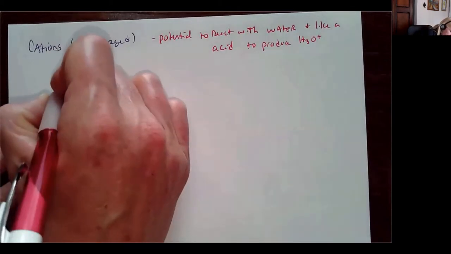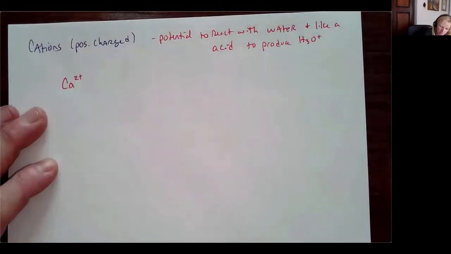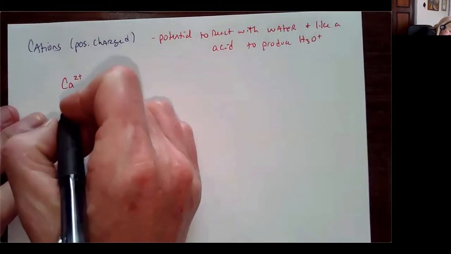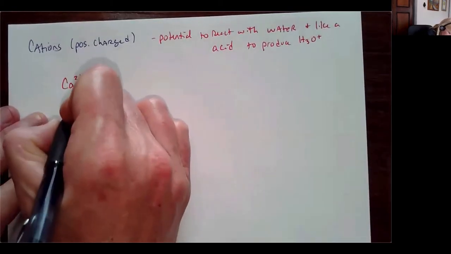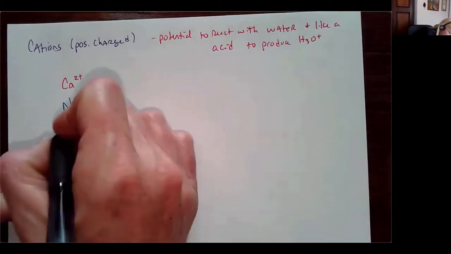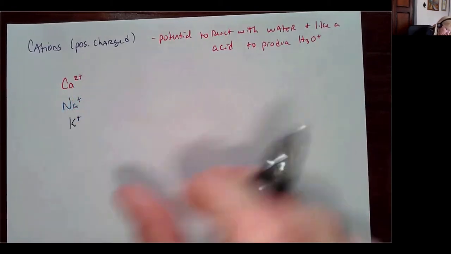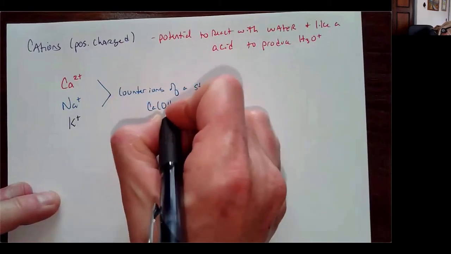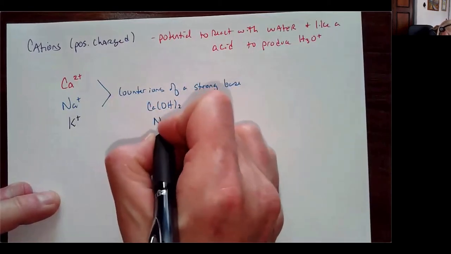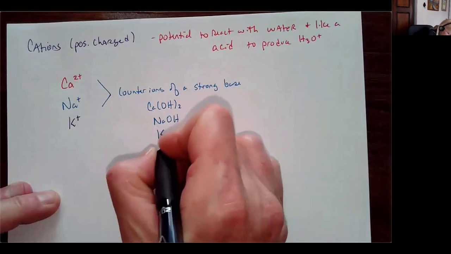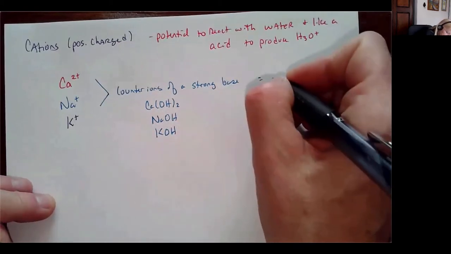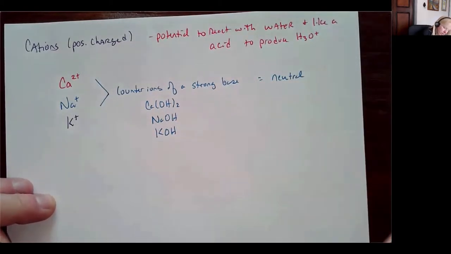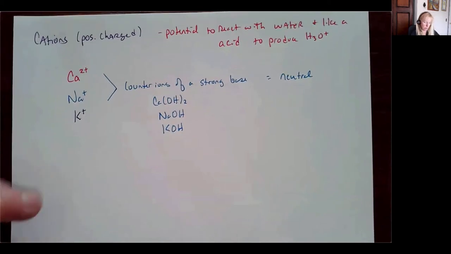So if I have calcium 2+, or sodium plus, or K+, these are all counter ions of a strong base. CaOH2 is a strong base. NaOH is a strong base. KOH is a strong base. They're going to keep it neutral. So they're not going to react with water to form hydronium ion.